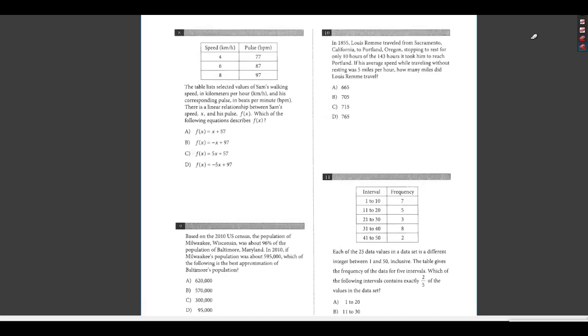All right, number 8, we have a table of x and f of x. Which of the following equations describes f of x? This is f of x, and this is the value of x. So we can try this one. When x is 4, the output should be 77. With x as 4, this gives 61, not working. With x as 4, this gives 93, not working. We need 77, right? 5 times 4 plus 57, that is 77. The next one, negative 5 times 4 plus 97, that is also 77. We have two choices over here, C and D.